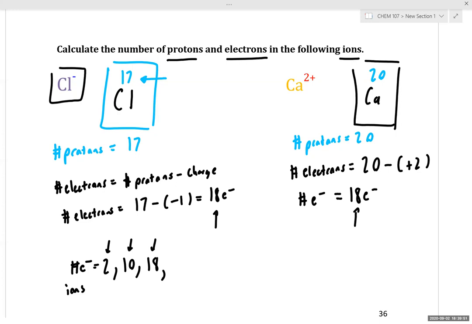This 18 electron trend that we're seeing is not just random coincidence. It's based on periodic trends of stability. We'll talk about that later.